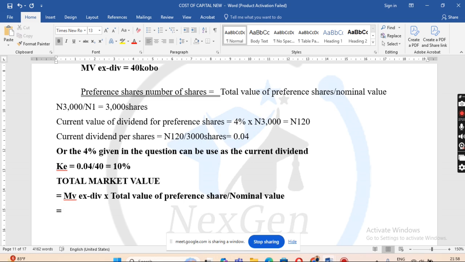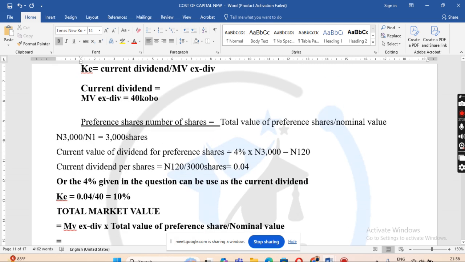So the market value as div for preference shares, we've already calculated, is given already as 40 kobo. Is that not so, class? We can convert it to naira. If you want to convert kobo to naira, you divide 40 by 100, or you use the 40. Now, 40 times the total value of preference shares is 3 million or 3,000. Let's use 3 million given to us from the capital structure.